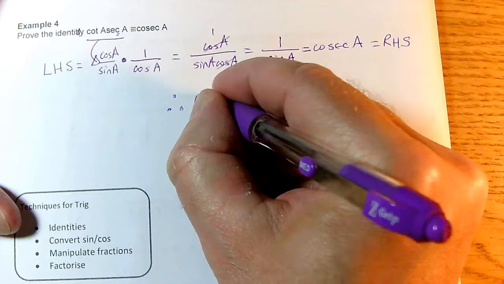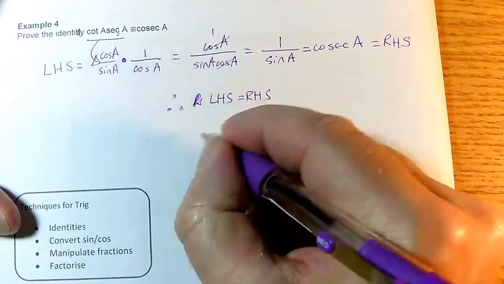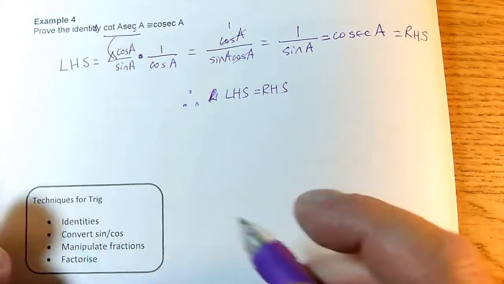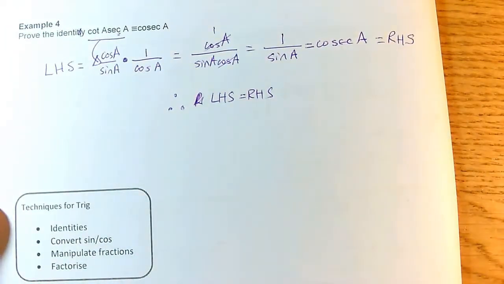I can say, therefore, the left-hand side equals the right-hand side, or I can write out the identity. You must have a concluding step where you say, aha, I have proved this, and it has to be convincing that you have. Okay, so that's how to set out identities.